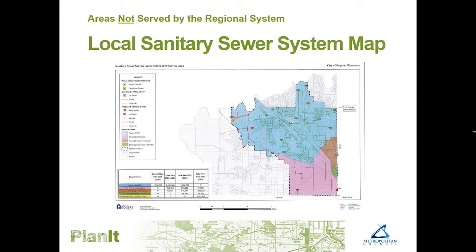The wastewater plan needs to include a sanitary sewer system map that depicts and provides relative information on the community's wastewater collection and treatment system. This map should contain the same information as those required for communities served by the regional wastewater system.